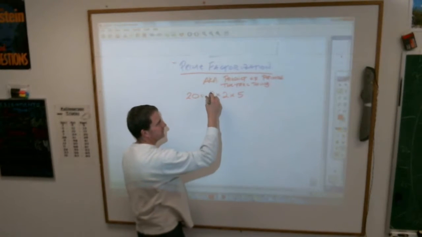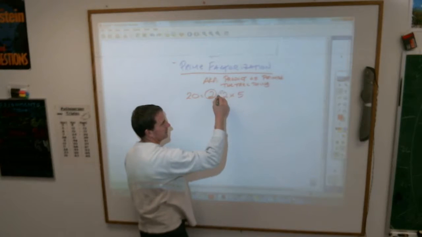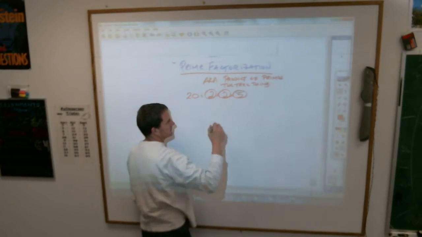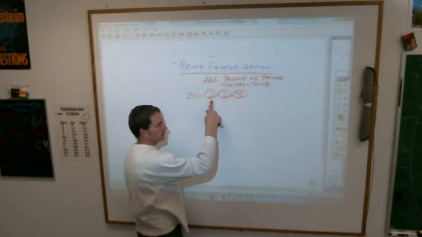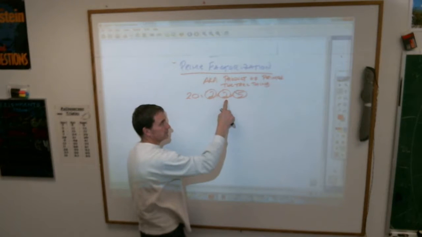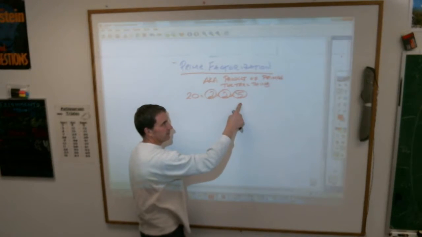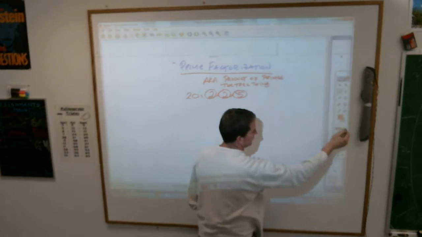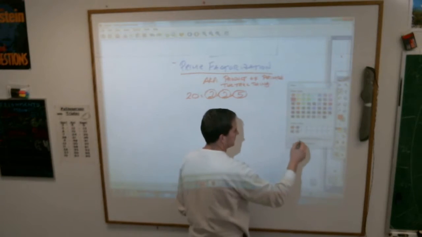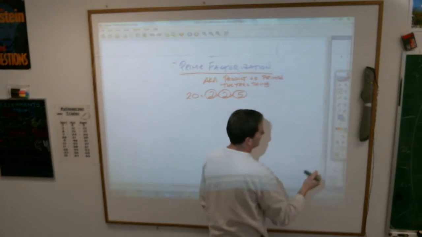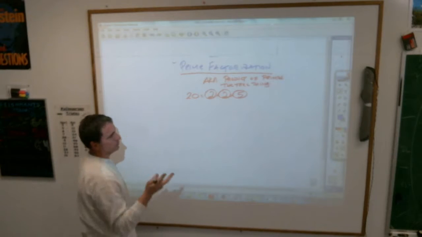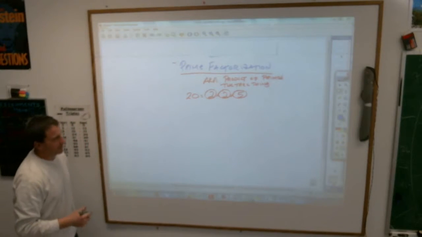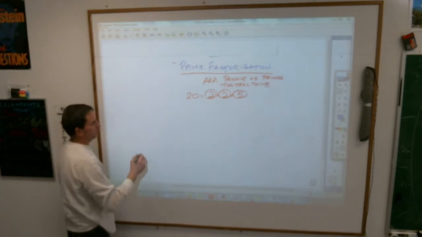And these have to be prime numbers. I can't put a 4 there because it's not prime. 2 is prime, no other number goes into it. 2 is prime, 5 is prime. The goal is not to do this in your head. We have two different ways that you can do this, and that's where the tree thing comes in.